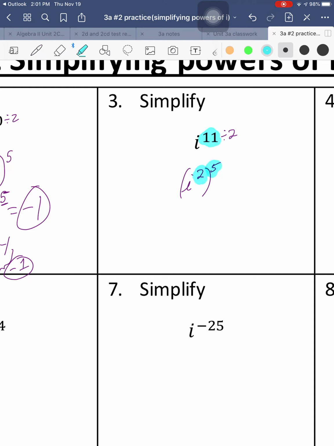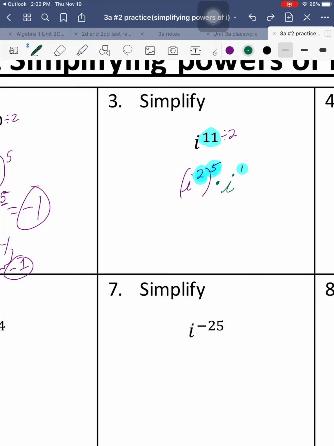We need 11. So what you're actually going to do is multiply here by another i, because that power is 1. So we have 2 times 5 is 10, plus 1 more is 11. The reason we're adding is because it's multiplying like bases. So that's 11 i's now. So i to the 11th.